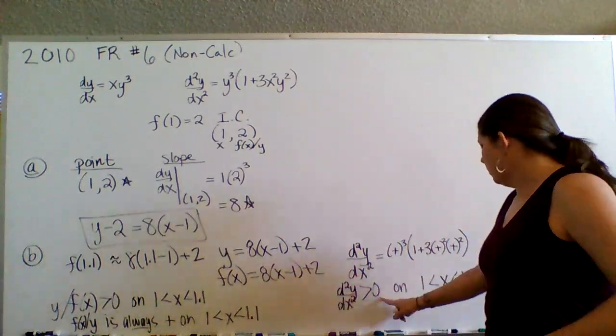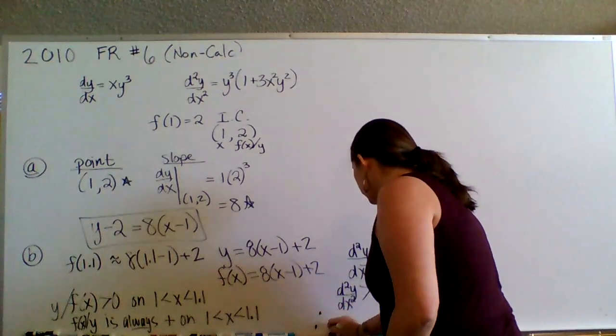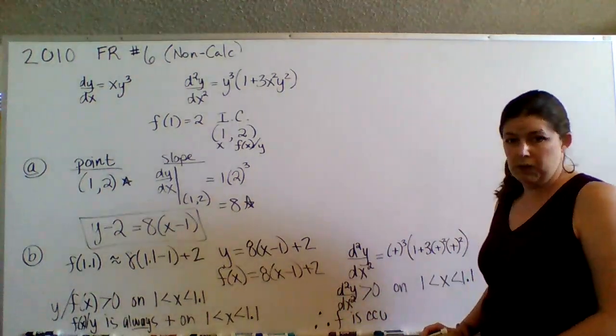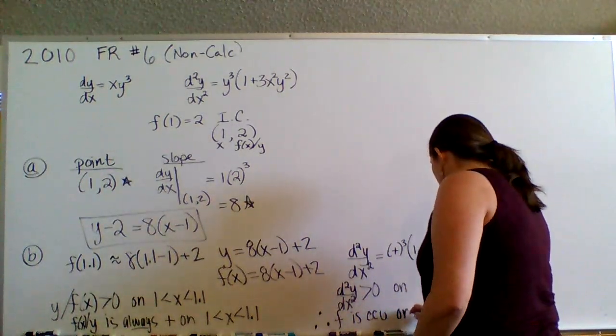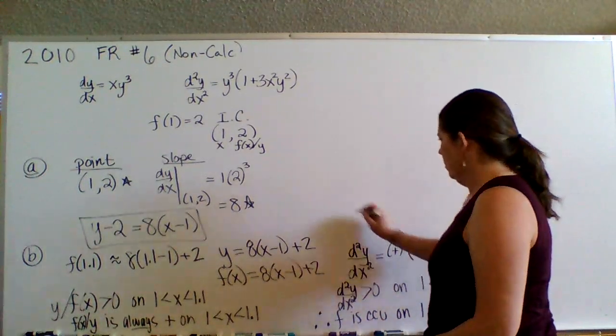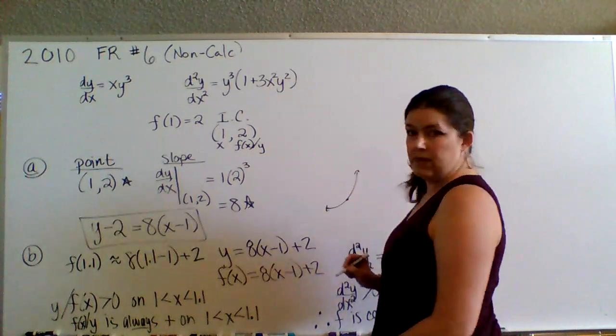So if our second derivative is always greater than 0 on this interval, then we know our original function f is concave up, right? Second derivative is positive. That means our original function is concave up on the interval from 1 is less than x, which is less than 1.1. So draw a little picture. If I draw something that's concave up, holding the water in, and I thought about a tangent line right there.